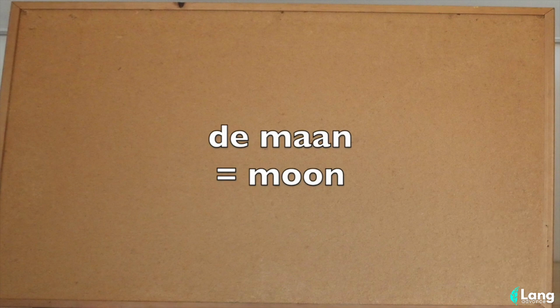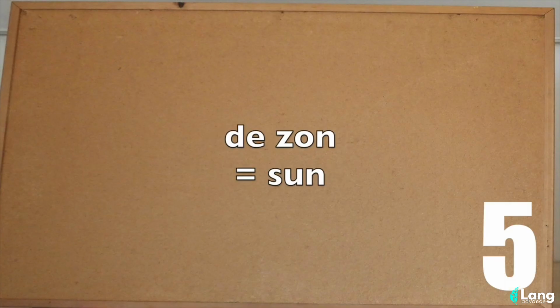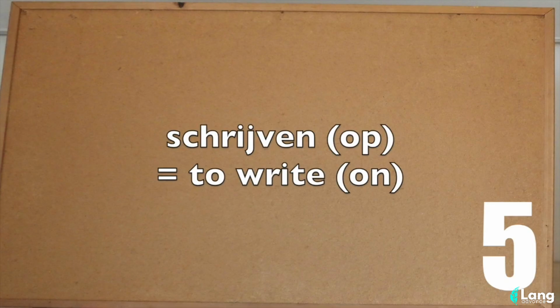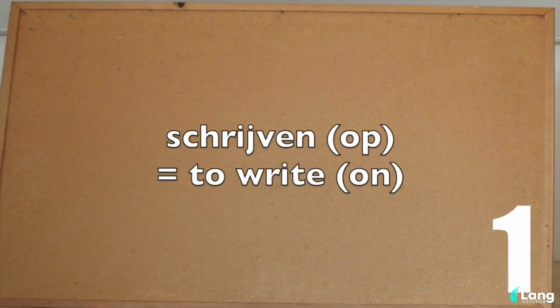De maan, that's the moon. De zon, that's the sun. Schrijven, that's to write. And to write on is schrijven op.